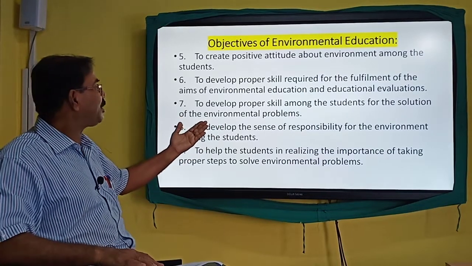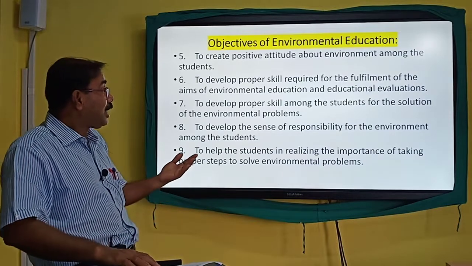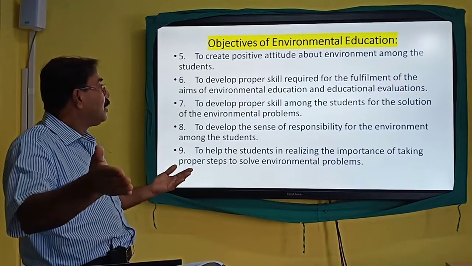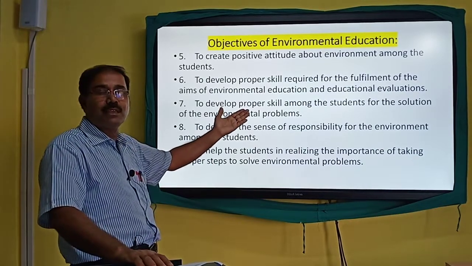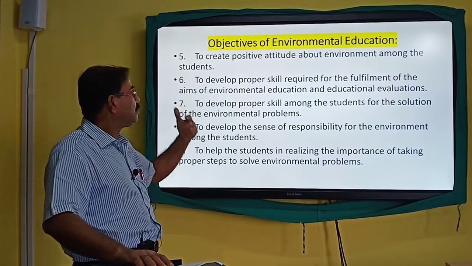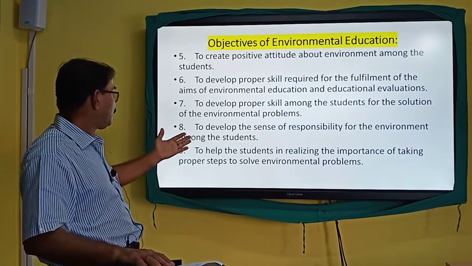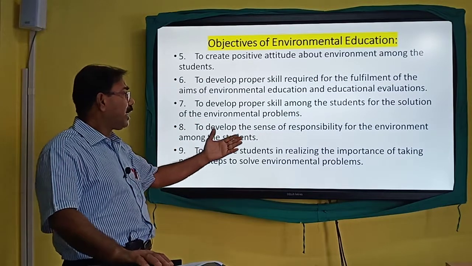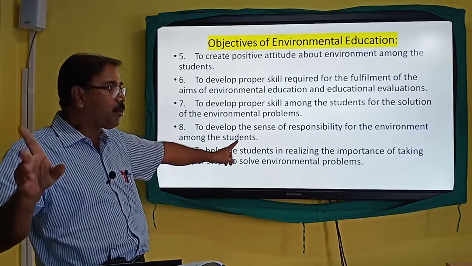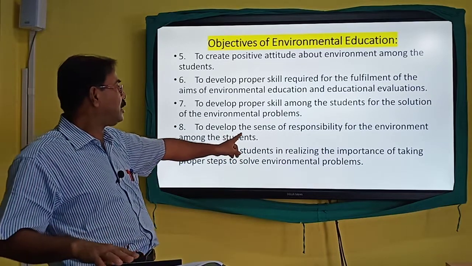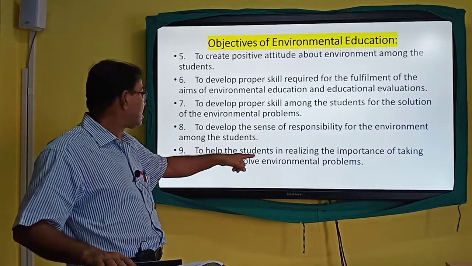Now it is your duty, friends, to solve all the problems, because your ancestors, forefathers, the past generations committed mistakes, and now you are to correct them. How? By studying environmental science or environmental education, to develop the sense of responsibility for the environment among the students. You try to be a responsible citizen towards your own life, towards the environment, towards your own existence.